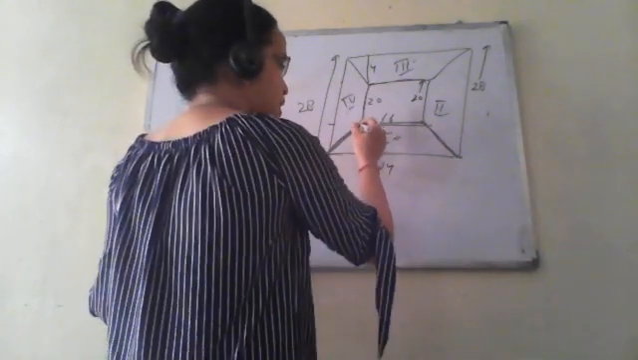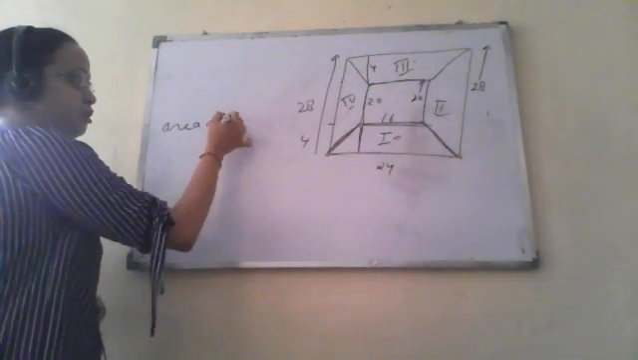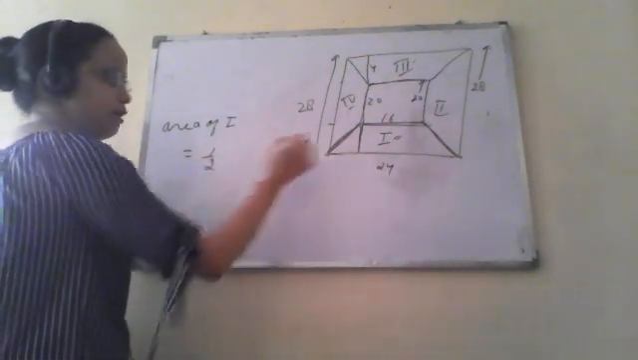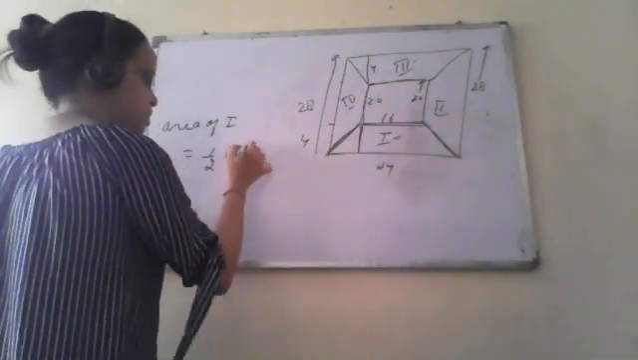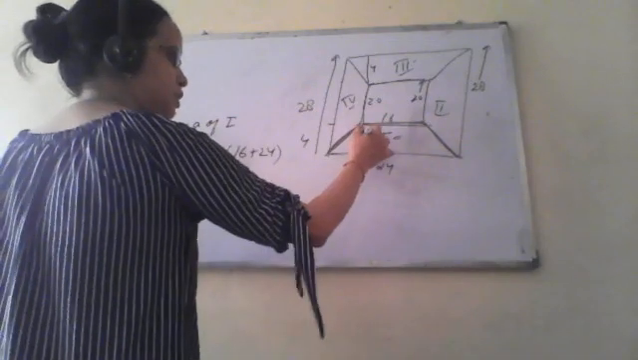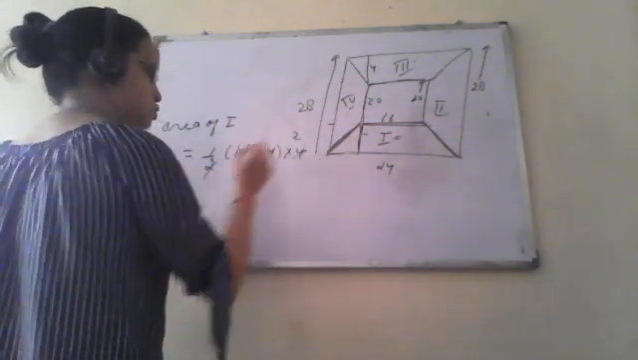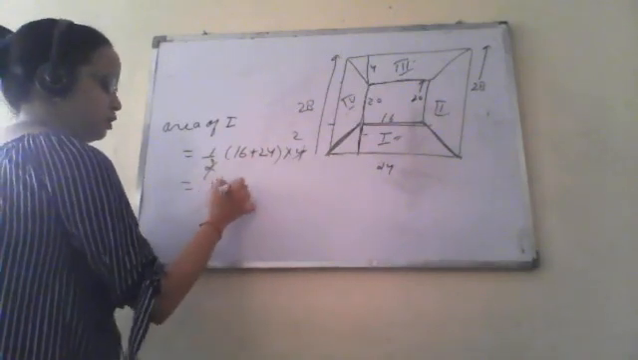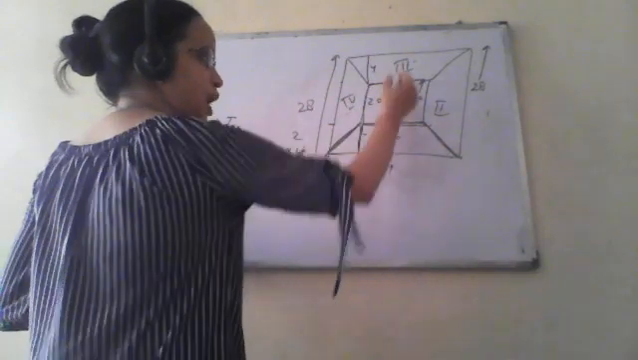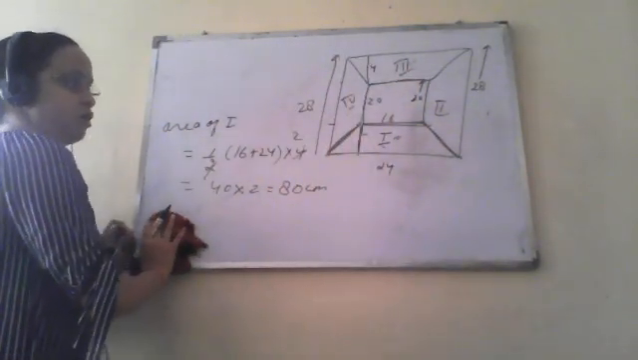Fine. So the area of the first part, since it is the shape of a trapezium, will be half the sum of the parallel sides, that is 16 plus 24, into the distance between them, which is 4. So this is 2, 40 into 2, that is 80 centimeter square. So the area of 1 and 3 will be 80 centimeter square, because these are along the length.